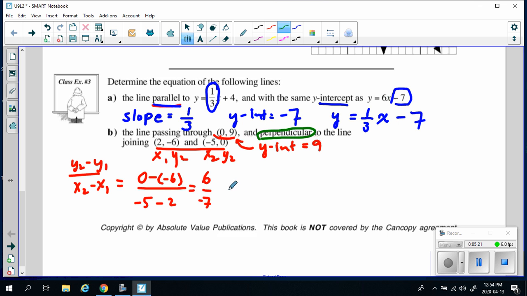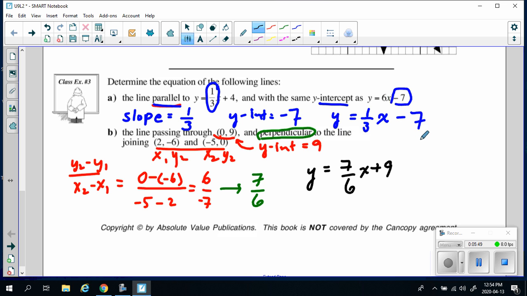So the slope that I actually care about, that's perpendicular to this one, is the negative reciprocal. So I need to flip it and change the sign to get the slope that we actually care about. So the last step is to write the formula or the equation of the line that we care about, which has this slope and this y-intercept.